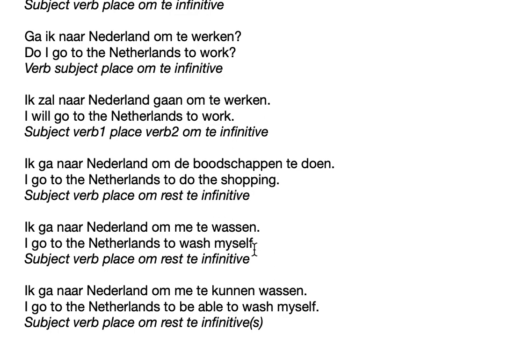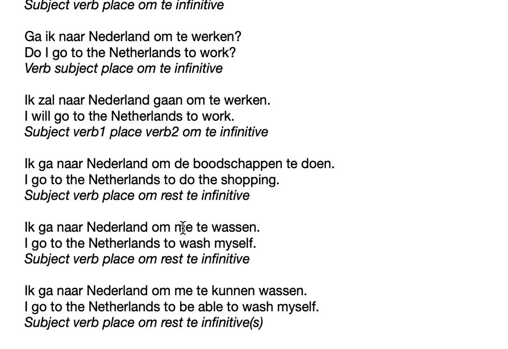Same so for reflexive verbs. Ik ga naar Nederland om me te wassen. I hope you don't have to go to the Netherlands to wash yourself, but okay. I go to the Netherlands to wash myself. Me is in between om and te. All right. And time and place? Yes, you also put it there. Ik ga naar Nederland om me morgen te wassen. In order to wash myself tomorrow.